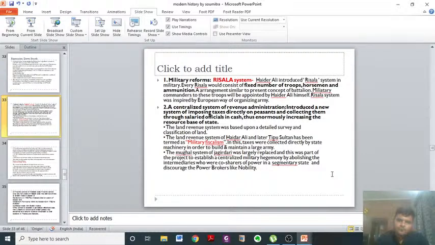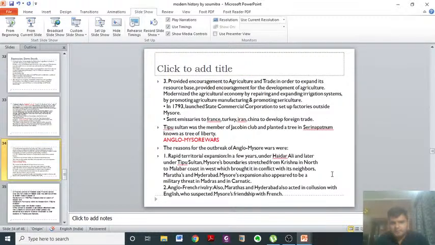greatest rulers to have lived in the dark ages, where the Britishers were expanding and the Indians were losing the battle. Now, the Anglo-Mysore Wars. The reasons for the Anglo-Mysore Wars were rapid territorial expansion under Hyder Ali and later Tipu Sultan, the Carnatic War Treaty in Madras, Mysore expansion also appearing to be a military threat in Madras, and Anglo-French rivalry. Also, the Marathas and Hyderabad acted in collusion.